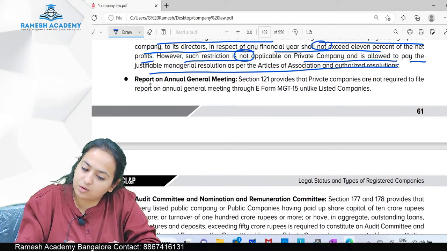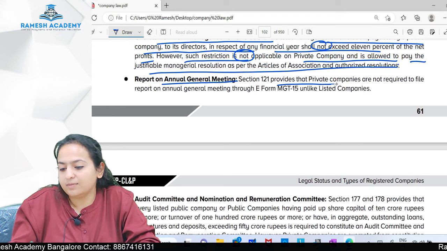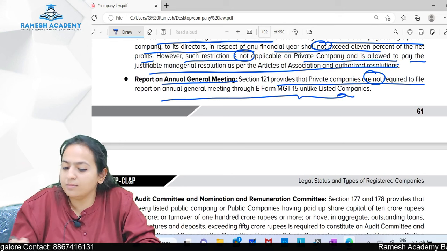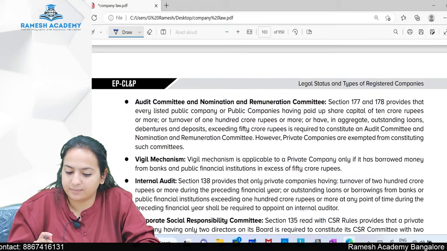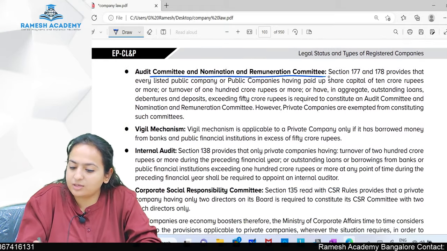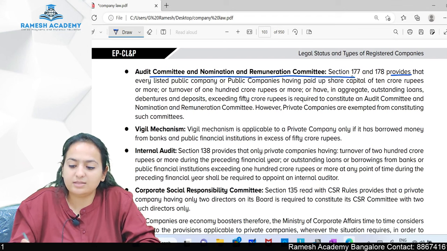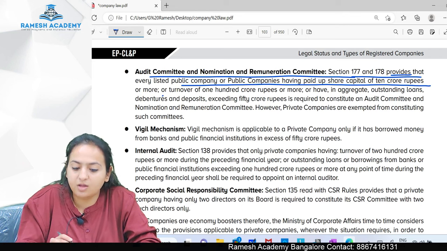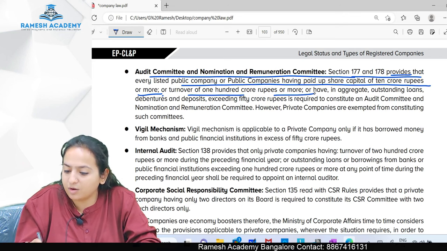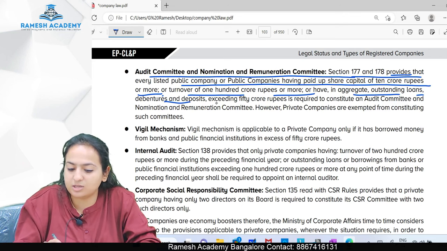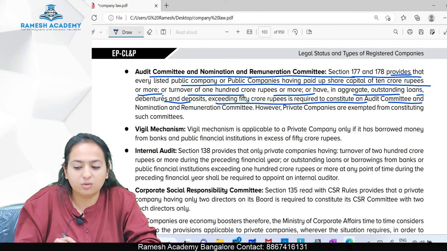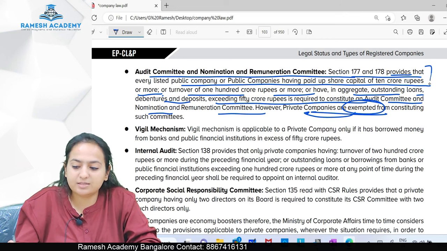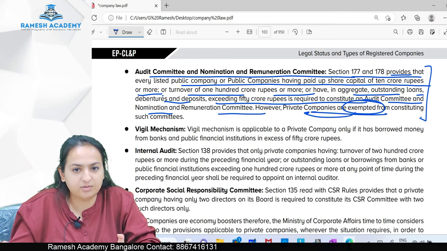Then, report on annual general meeting. Private companies are not required to report on the AGM through e-form MGT-15, unlike listed companies. Then, audit committee and nomination and remuneration committee. Sections 177 and 178 provide that every listed company and public company having paid up share capital of 10 crore or more, turnover of 100 crore or more, and aggregate outstanding loans, debentures and deposits of 50 crore or more must have an audit committee and NRC. However, private companies are exempted. These limits I will tell you; we can cover them in the next lecture.